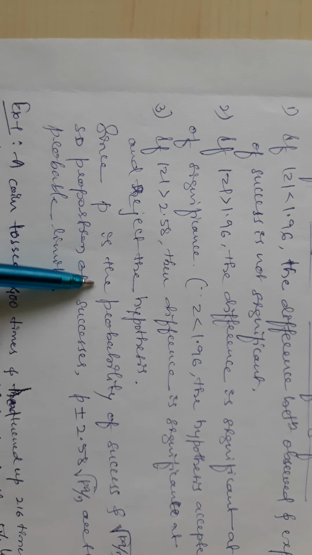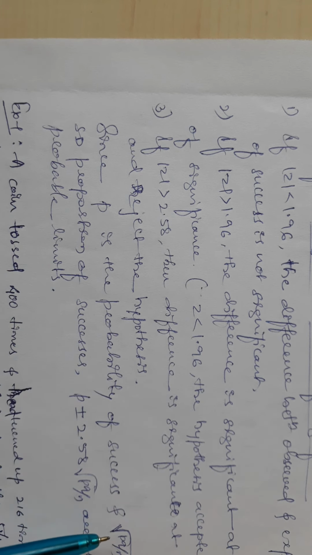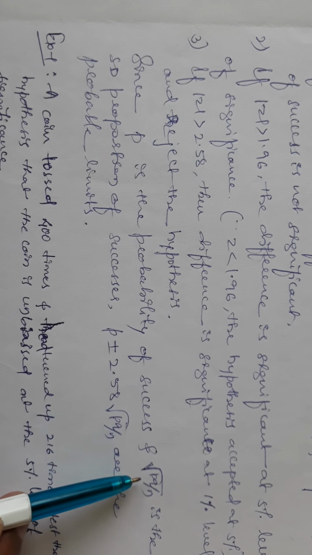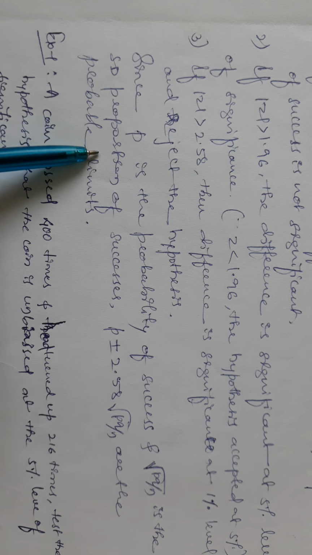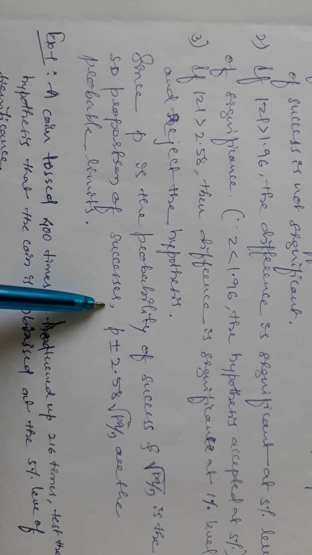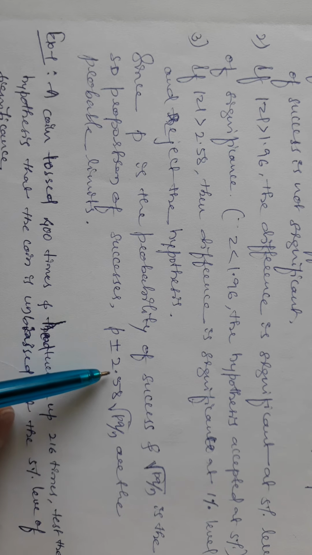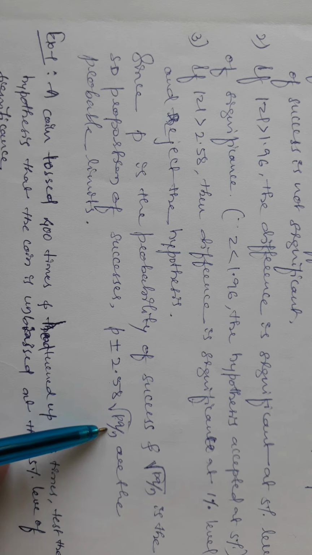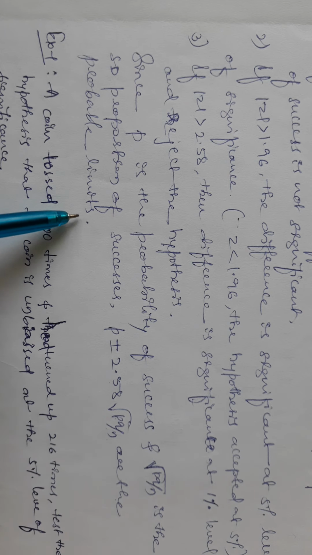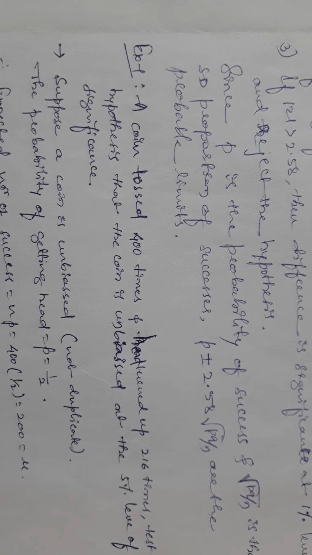Since p is the probability of success, the square root of pq divided by n is the standard deviation of the proportion of successes, and p plus or minus 2.58 times the square root of pq divided by n are the probable limits. Now we'll see some examples.